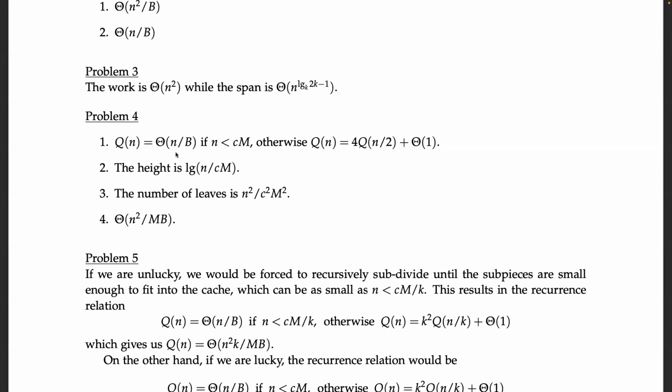Does 4.3 make sense? Yeah, and then to get 4.4, the question was to derive the simplified form. To get to the last step, you have the number of leaves. You have the cache misses per leaf, which is m over b, and you just multiply the number of leaves by the cache misses per leaf to get the total cache misses.